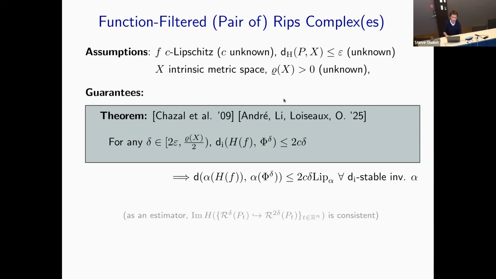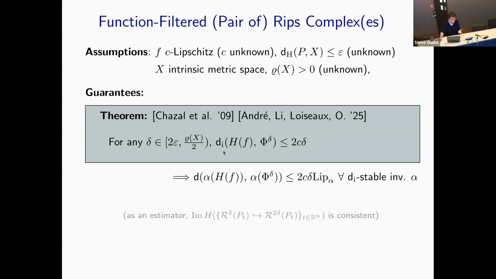So once you've got this result, because you have a guarantee that your approximation is a good approximation in the interleaving distance, in practice you will not compute the persistence module, right? People don't compute persistence modules in general. Usually they compute invariants, but now you can apply any stable invariant to your persistence module.